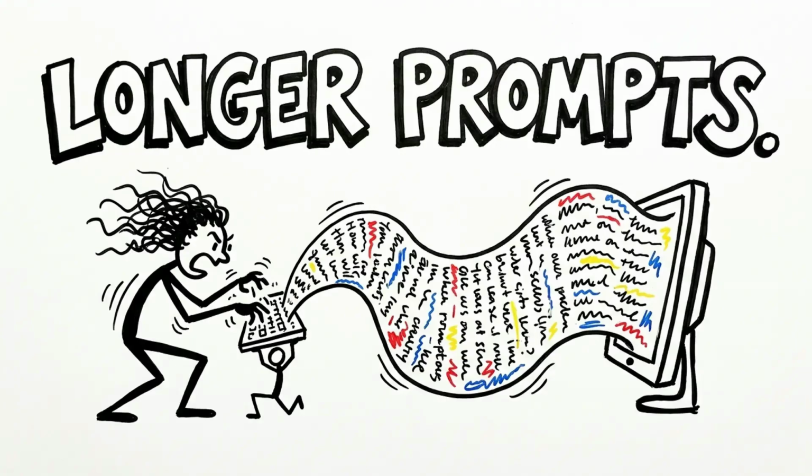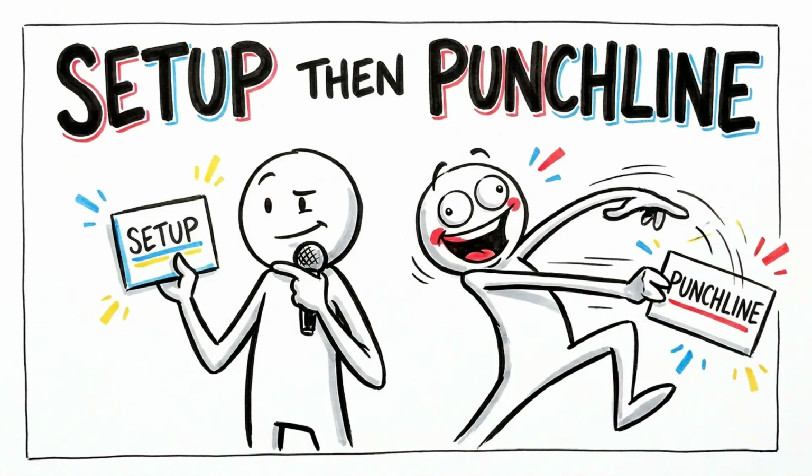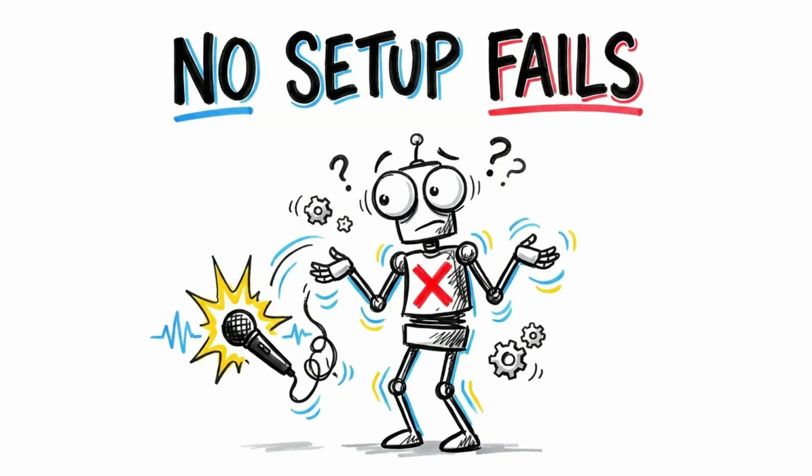Everyone believes the secret is a longer, cleverer prompt. The opposite is true. The shorter your prompt, the better. Once you anchor first, think of the anchor as the setup and the prompt as the punchline. Skip the setup, and even a genius fumbles the joke.